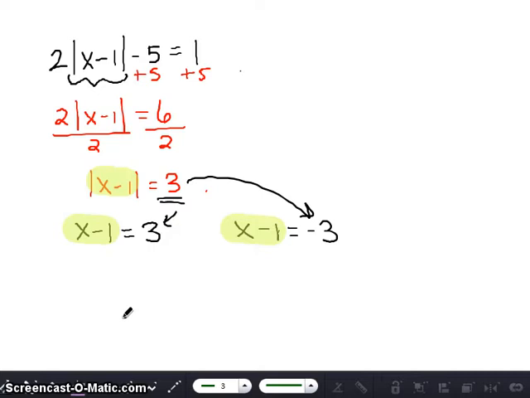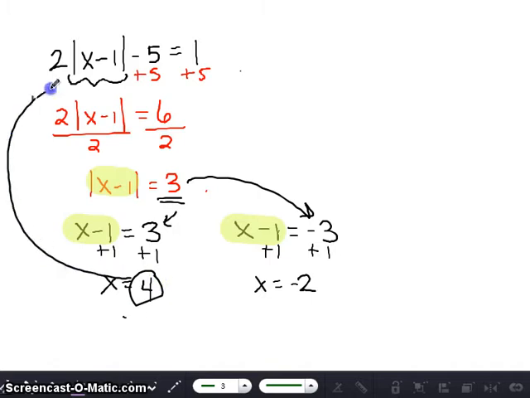So looking at this, I'm assuming you guys can look at this and just say, all right, I know how to finish this. x is going to be equal to 4, and x is going to be equal to -2. And if we check our answers, we can take 4, put it up here into our absolute value, and we would say 2 times the absolute value of 4 minus 1, minus 5. So 4 minus 1 is 3. The absolute value of +3 is +3.